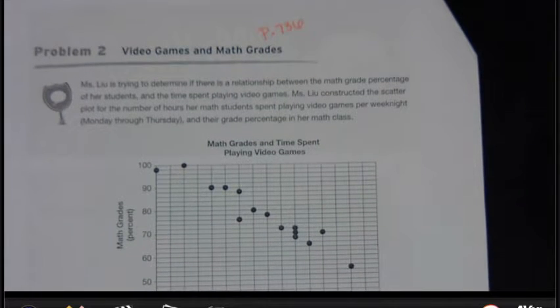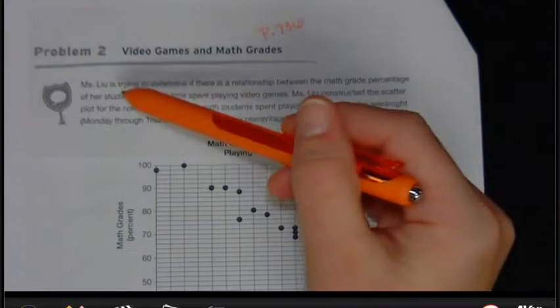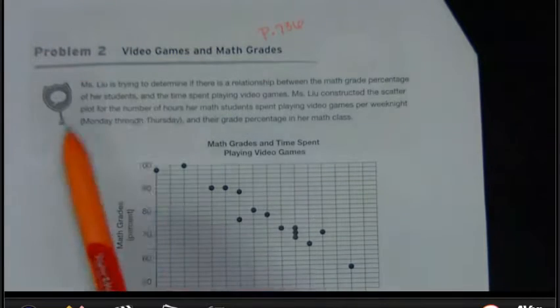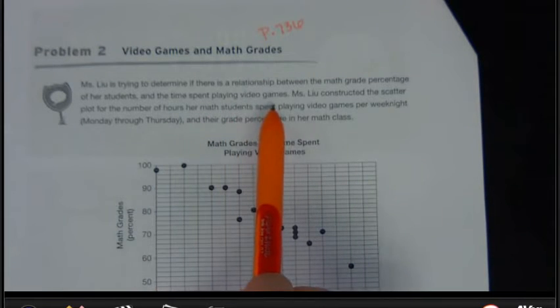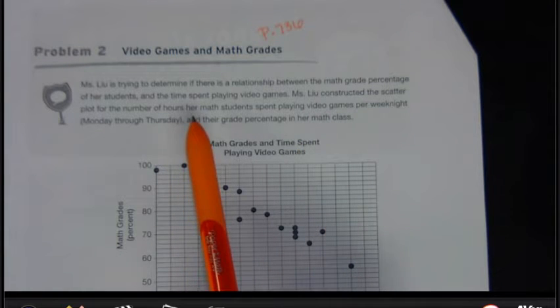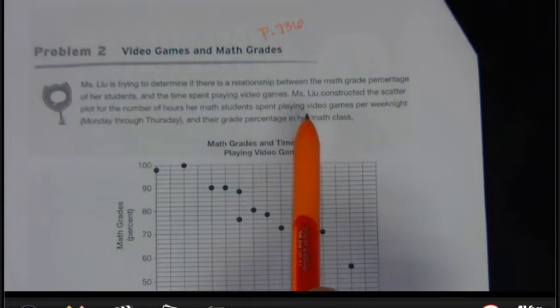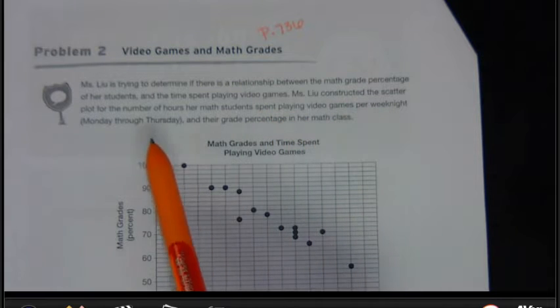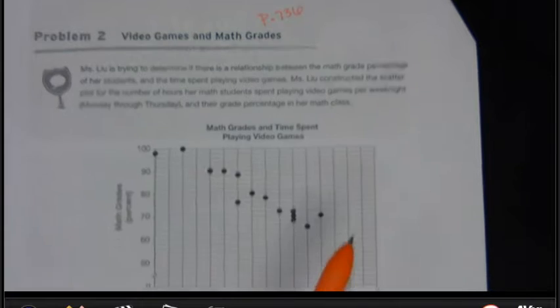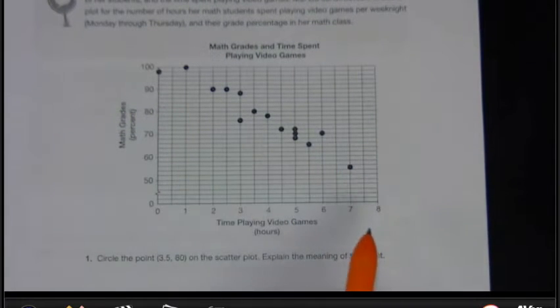Seems a little interesting to me. Miss Lou is trying to determine if there's a relationship between the math grade percentages of her students and the time spent playing video games. Miss Lou constructed the scatter plot for the number of hours her math students spend playing video games per weeknight, Monday through Thursday, and their grade percentage in their math class. Okay, so here's our scatter plot here.